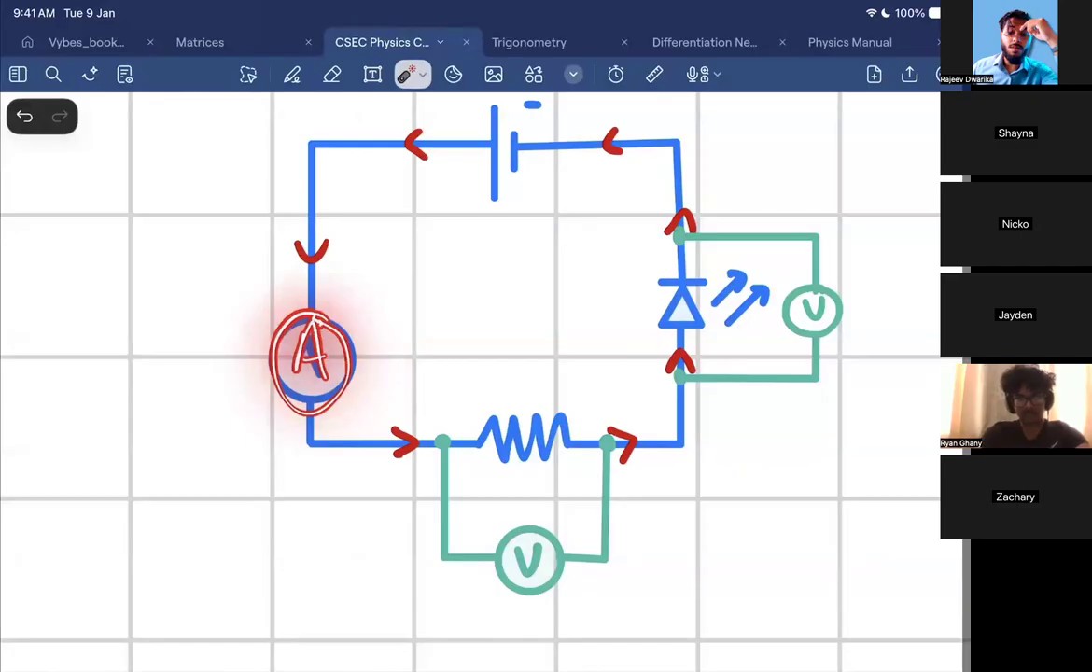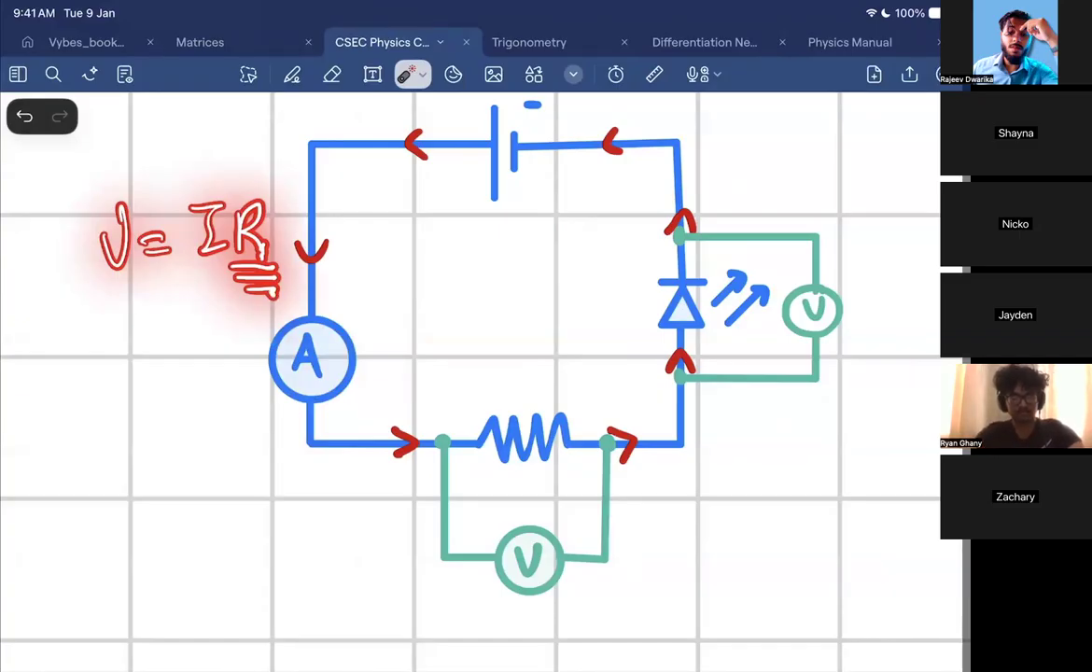Now let me explain something to you all. Do you all know about V is equal to IR? Yes, sir. Here's something, guys. If the component has a high resistance, the voltage across it will be subsequently larger, because V is equal to the product of current times resistance. The greater the resistance, the greater the voltage.